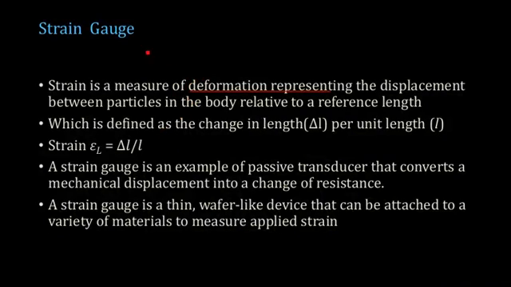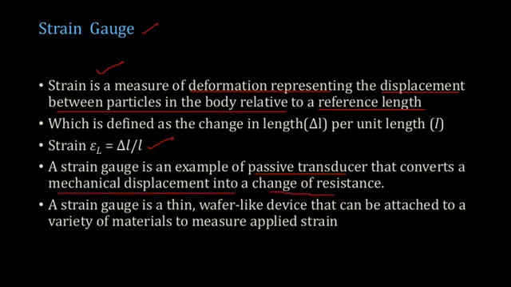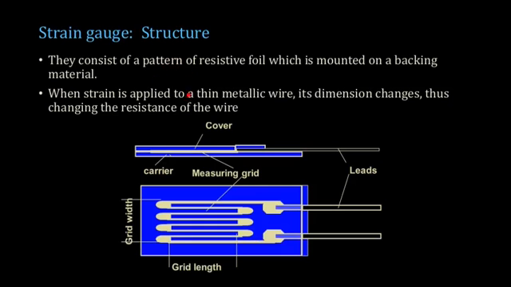Now we'll look at the next type of transducer, which is the strain gauge. Strain is a measurement of deformation which represents the displacement between particles in a body relative to a reference length. Now we are trying to measure the strain with the help of a strain gauge. So strain is defined as the change in length per unit length. Now this is a passive transducer which converts mechanical displacement into a change of resistance, and we measure this resistance with the help of some conditioning circuits, and accordingly you will get the output voltage, which is a function of the strain. It is a thin wafer-like device which can be attached to a variety of materials, which helps to measure the strain. This is a general structure of a strain gauge.